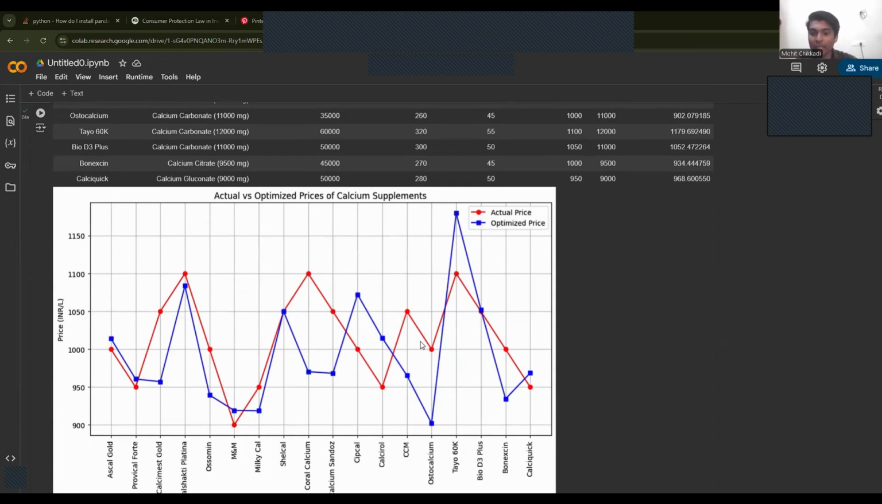So these are the prices we calculated based purely on the nutritional content of each supplement. How did we calculate these optimized prices? We used a clever technique called differential evolution optimization.